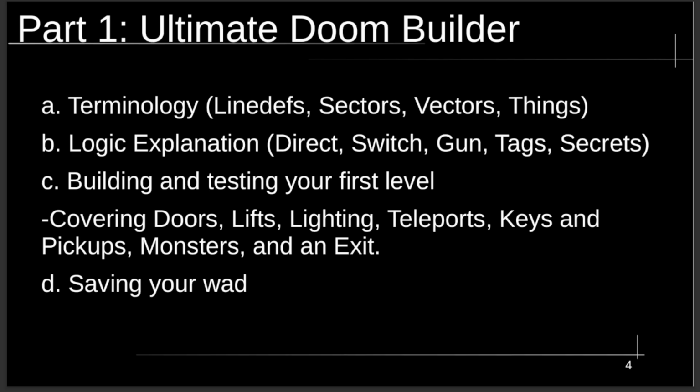Welcome to Chapter 2. This will be all about learning the basics of Ultimate Doom Builder and building a short functional level. We'll go over terminology as we go: line defs, sectors, vectors, and things. Explanation of the logic that you will use for interaction of events, for lack of a better word: direct input, switch, which is remote, gun, which is by shooting the thing. We go over tags and how they work in conjunction with these, and how to use secrets.